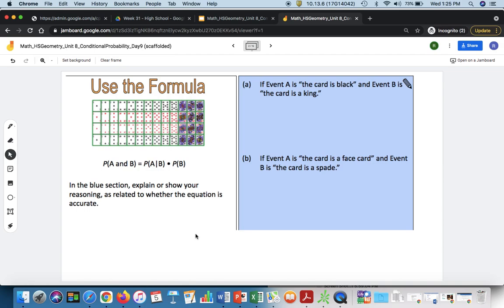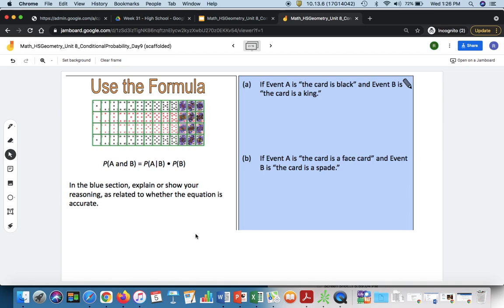So in this question, we have a deck of cards, right? And we're asked to find the probability of A and B, as it's given that it's equal to the probability of A given B times the probability of B. So we're told to explain or show our reasoning as it relates to whether the equation is accurate. So let's take a look. For question A here, we are told that event A is the card being black, and event B is the card is a king. So let's find our probabilities here.